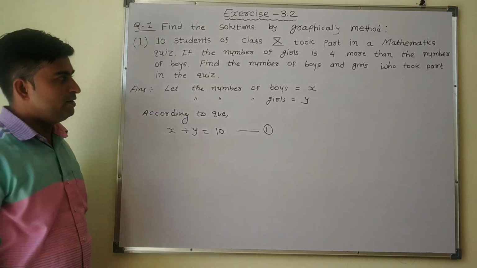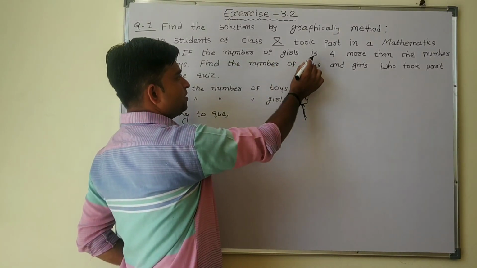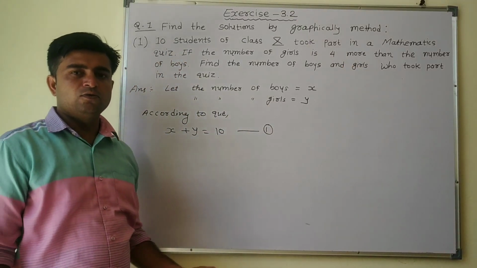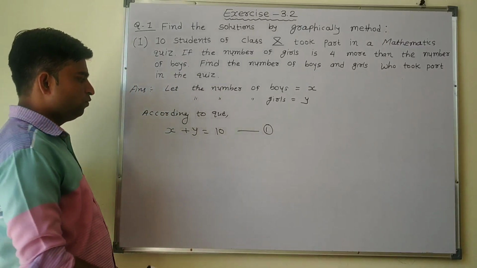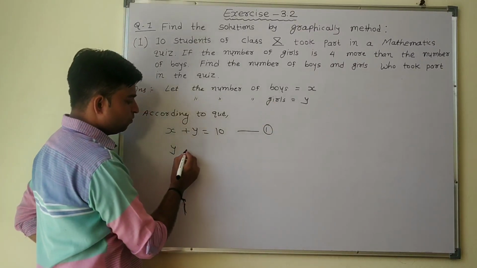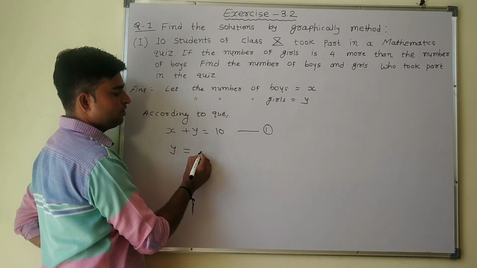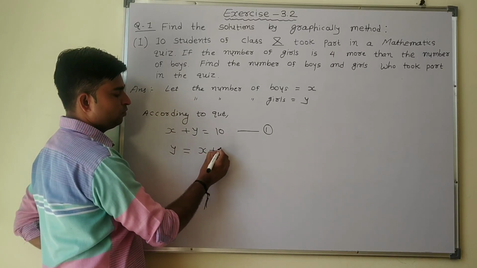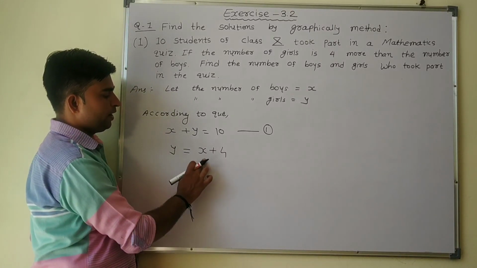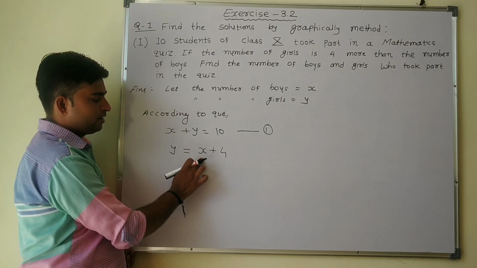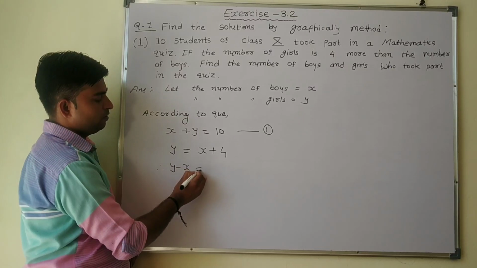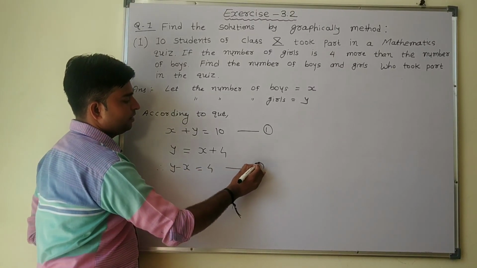Now second condition. In the second condition, the number of girls is 4 more than the number of boys. जो girls है वो boys से 4 more है, plus 4. So number of girls, हमने यहाँ पे girls लिया है y, वो क्या है? boys से 4 ज्यादा है, means x plus 4. 4 more than boys. So we get the equation y is equal to x plus 4. Now move this x to the left hand side, so it becomes negative. So y minus x equal to 4. So that is the second equation.